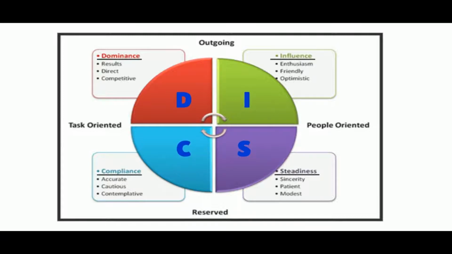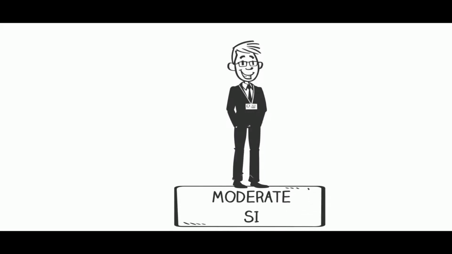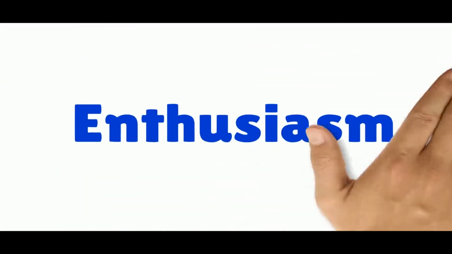As an example, in the upper right corner, we see a black dot right in the middle between the steadiness and the influence quadrants, S and I. We would call that style a moderate SI. Their focus is on collaboration, support, but with enthusiasm.